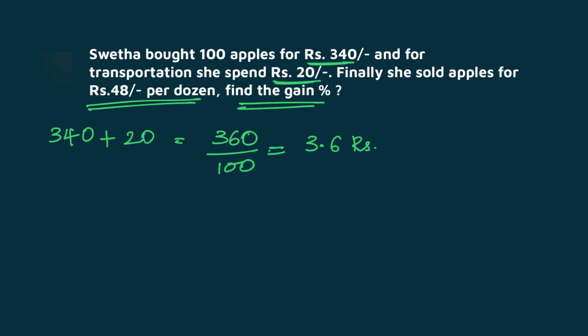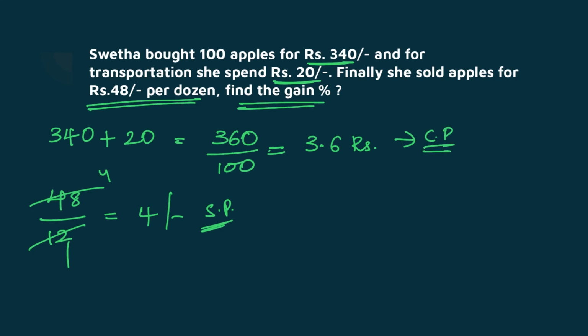So it is given that she sold per dozen apples for 48 rupees. So for per dozen, how many apples did she sell? That is nothing but 48 divided by 12, which is equal to 4 rupees. She sold each apple for 4 rupees. So this is the selling price of each apple, and this is the cost price of each apple. So obviously she gained a profit. So how much is the profit here?